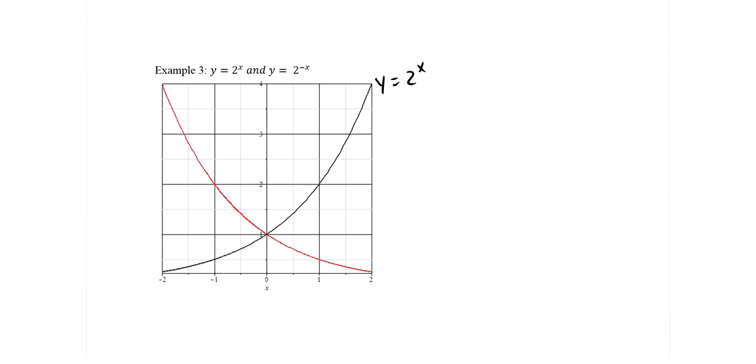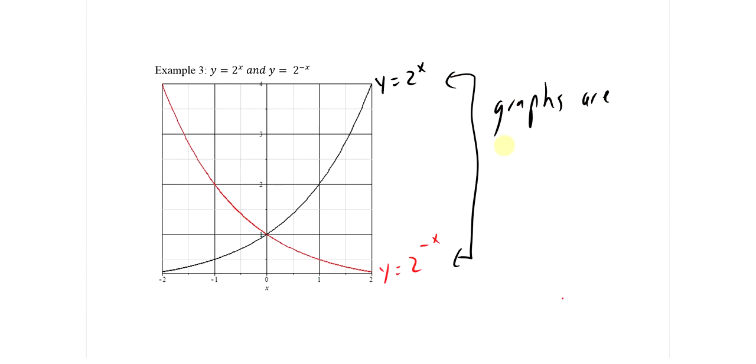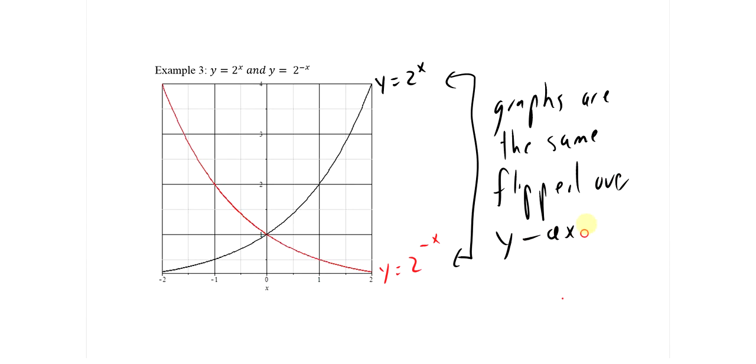The red curve is y equals 2 to the minus x. And there's a relationship between them, which hopefully you see from the graphs. They're the same graph, just flipped over the y-axis. Right? So y equals 2 to the minus x comes down like this, y equals 2 to the x goes down like that.